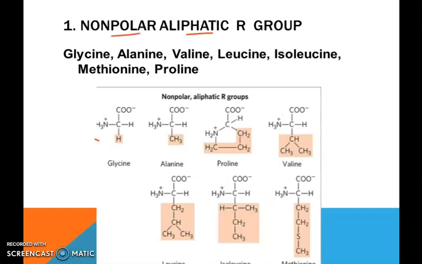What are those? Glycine, alanine, proline, valine, leucine, isoleucine, methionine. Glycine is the simplest amino acid among the 20 standard amino acids. It is optically inactive. Why? There are two similar groups attached to the carbon atom. All other amino acids are optically active, meaning they have a chiral center, which means that the carbon atom is attached to 4 different groups. Proline has a cyclic side chain, which is termed a pyrrolidine ring.